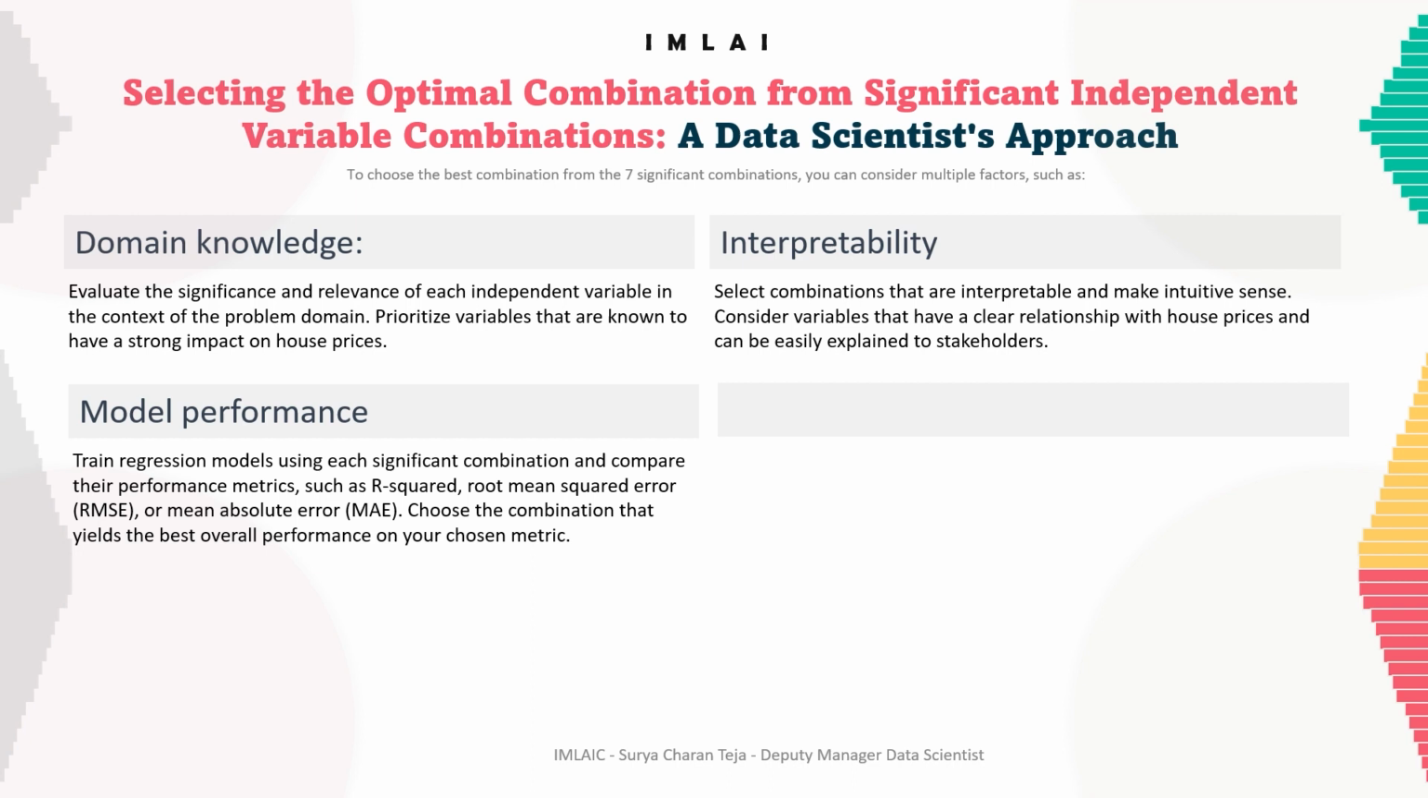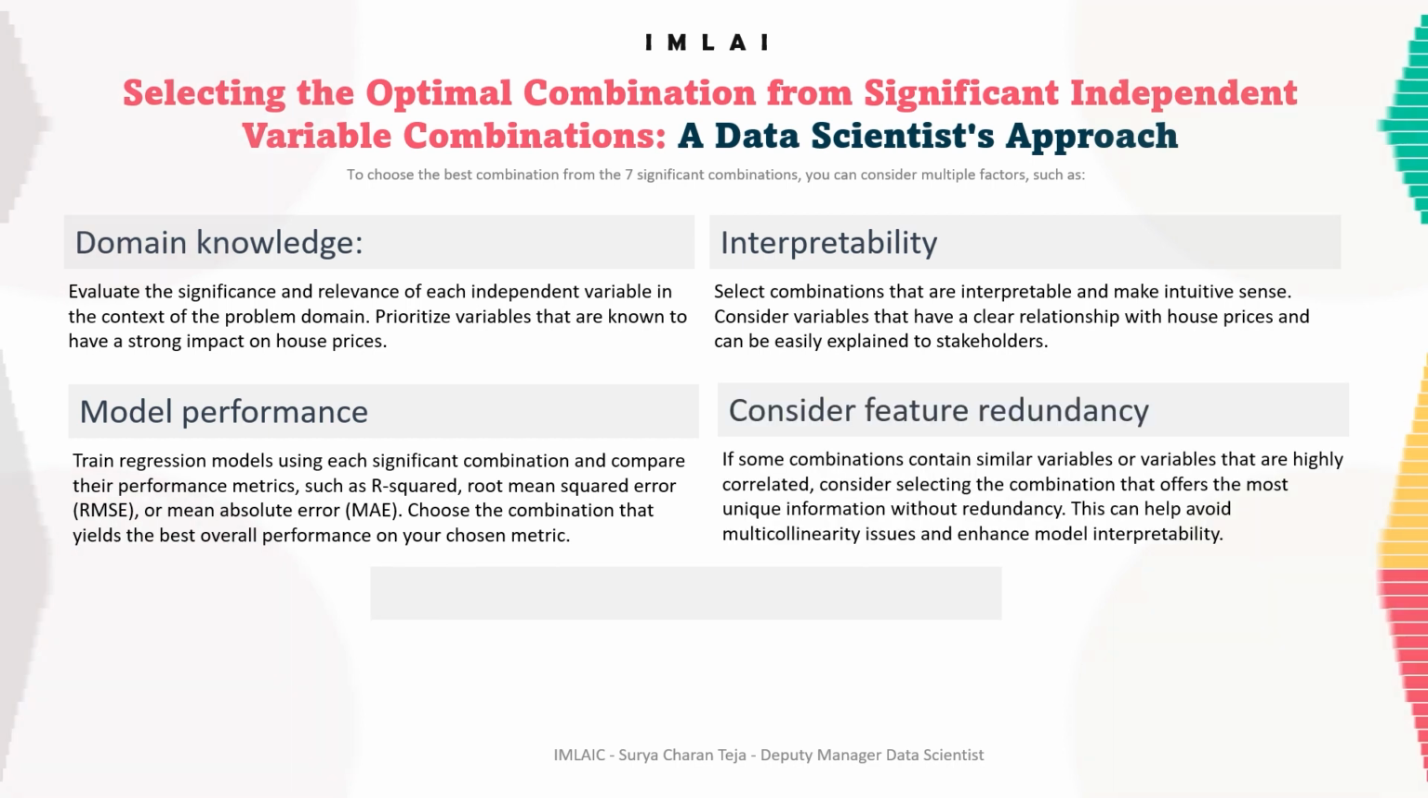Model performance: train regression models using each significant combination and compare their performance metrics such as R squared, root mean squared error, RMSE, or mean absolute error. Choose the combination that yields the best overall performance on your chosen metric. This is the next step you can take to have detailed evidence to support your interpretation, to support your feature selection method.